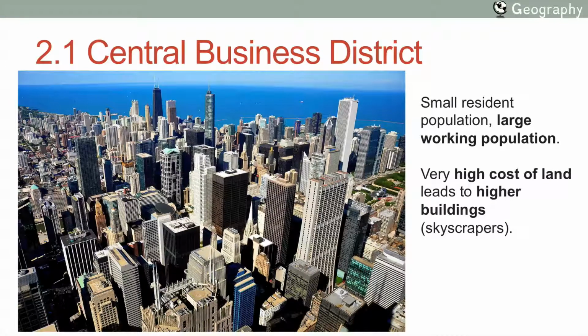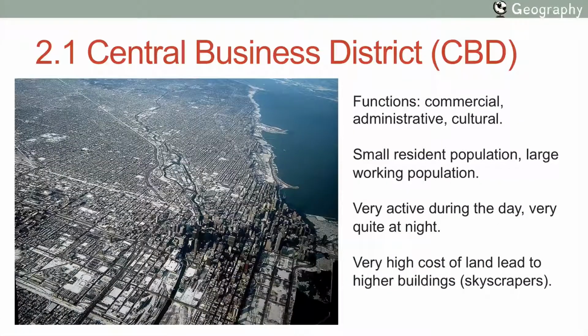There's a small resident population in comparison with the working population. There's a large working population, actually. The very high cost of land leads to higher buildings. As the land costs a lot, we will now build higher and higher buildings. These are usually called skyscrapers.